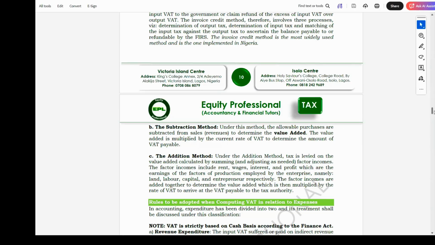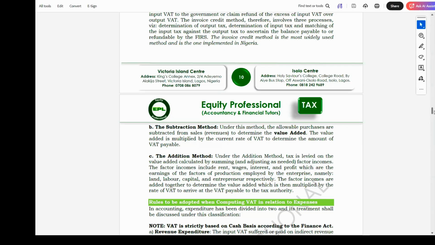Then the last one we have is the addition method. This involves addition of all the rewards generated by all factors of production. When you add up all the rewards generated by all factors of production, the total will be regarded as value added. Then they apply the tax rate on the value added to arrive at the value added tax. And the various factors of production are land.